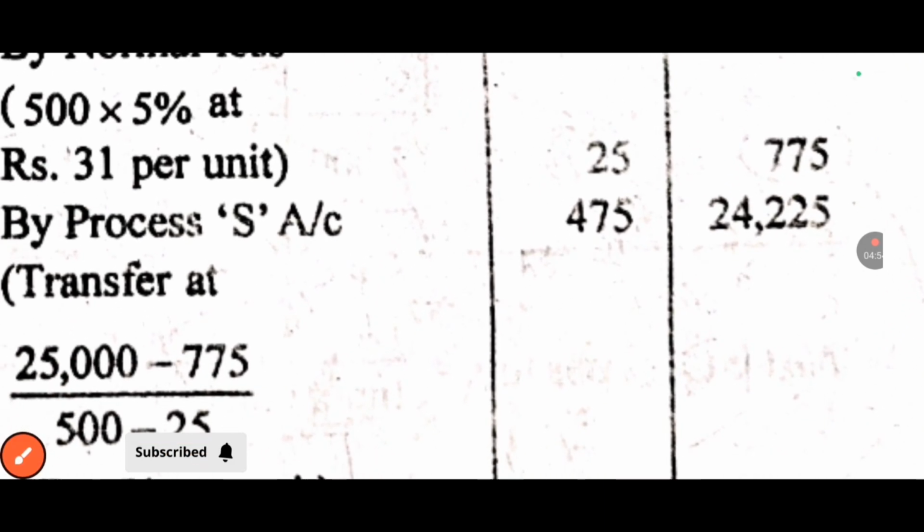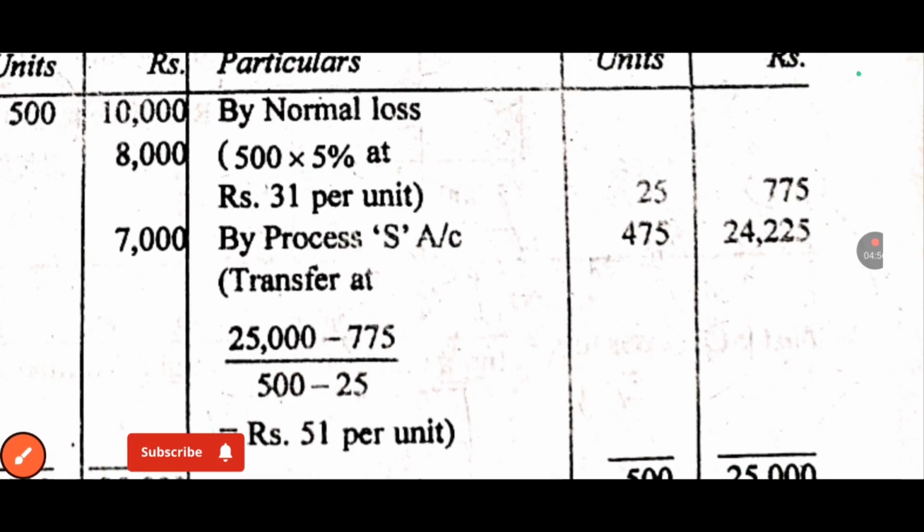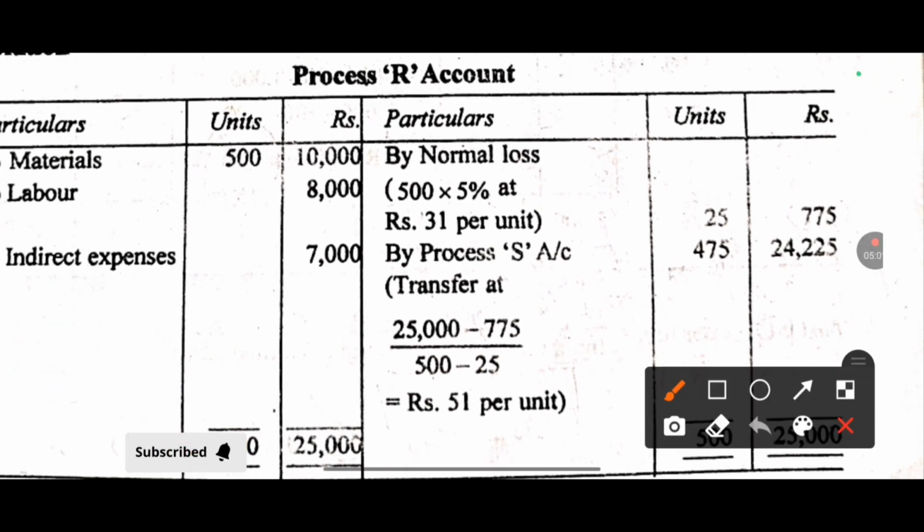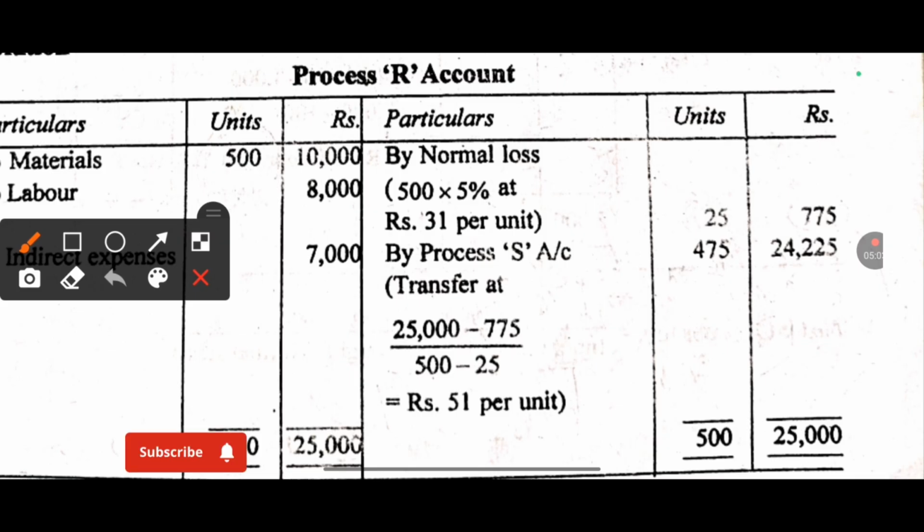Then find out the output. How can you find out output? It will be very easy. Let's take unit column. In unit column, how much total unit you have? 500 units, right? It will be deducted with the normal loss. How much loss? Normal loss you have 25 units. So that 25 units will be deducted from total unit 500. You will get the output unit is 475.